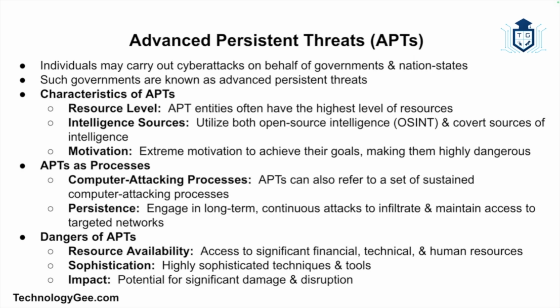Next, let's talk about APTs, or advanced persistent threats. Individuals might also carry out cyber attacks for governments and nation states. In such cases, the government is known as an advanced persistent threat, or an APT, and a set of computer attacking processes can also be a part of an APT. Often an APT entity has the highest level of resources, including open source intelligence, or OSINT, and covert sources of intelligence. This, coupled with extreme motivation, makes an APT one of the most dangerous foes.